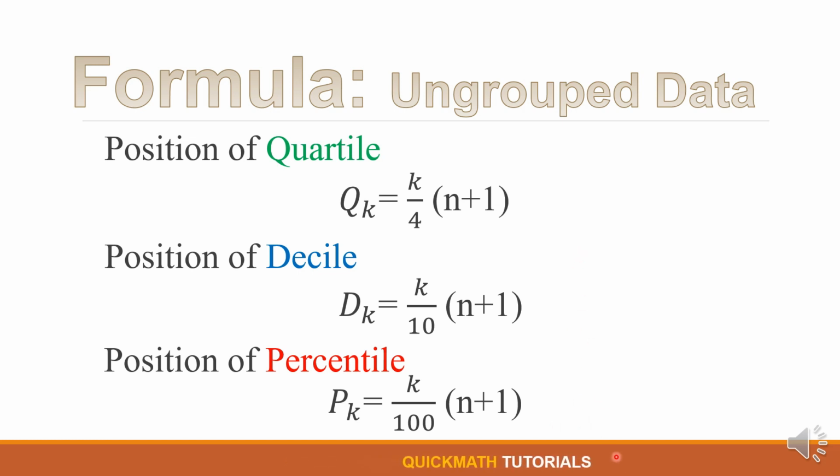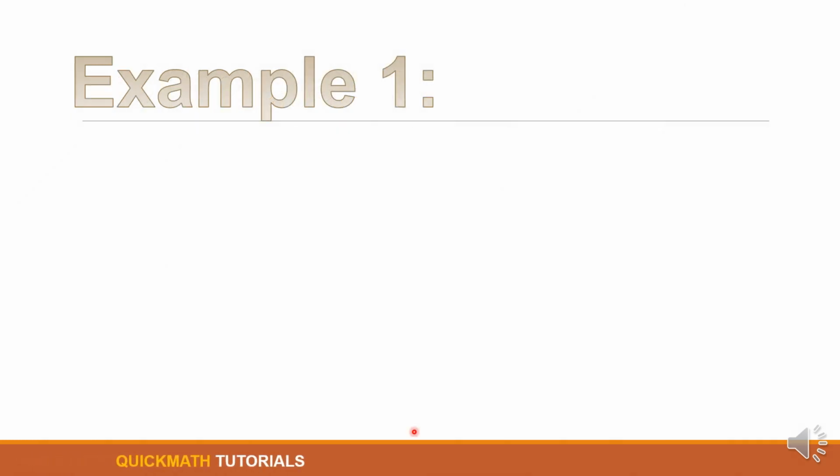These formulas are easy to remember since they are just the same except in the denominator. For quartile, the denominator is 4. Decile, the denominator is 10. And for the percentile, the denominator is 100. Now, let's have our first example.